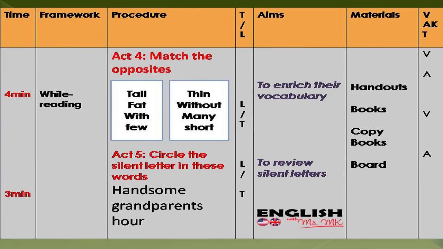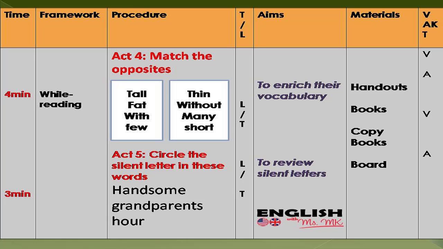Then here, activity 4, to enrich their vocabulary, I have asked them to match the opposites. Okay, so we have tall, fat, with, few, with, thin, without, many, and short. They just have to match, and it's going to enrich their vocabulary. You don't have to choose only adjectives related to appearance, because they help with these adjectives in the sequence. They don't know what is with, what is without. Maybe they don't know what is many. No, it's going to be good to introduce new items.